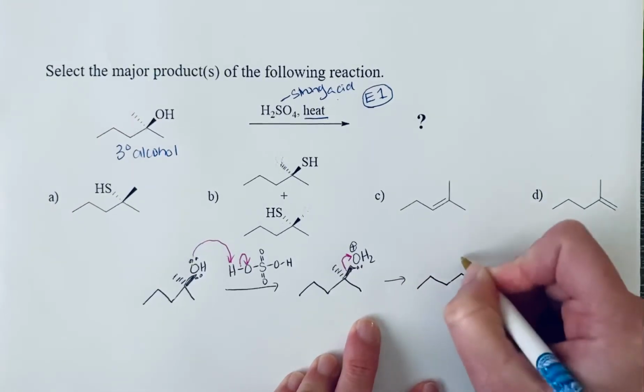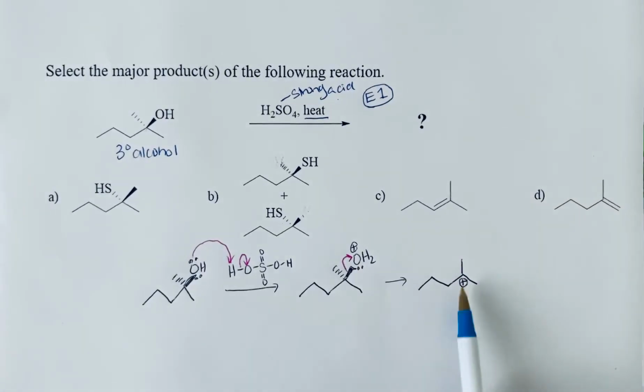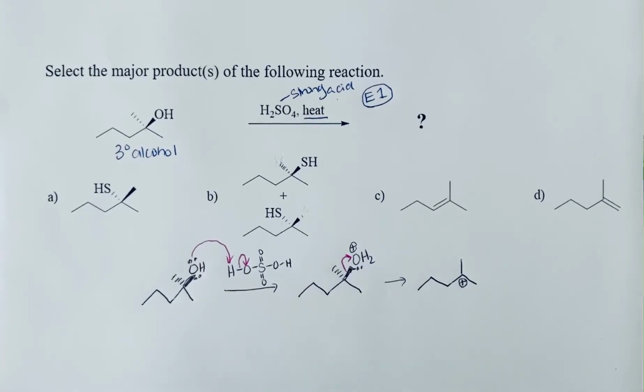And what that does is that forms a carbocation. And it's a tertiary carbocation, so relatively stable. It's not going to rearrange in any way. And then the second step would be the step where we pull off a beta hydrogen. So we have beta hydrogens here, here, and here. For an E1 reaction, you don't have any constraints in terms of where those hydrogens need to be.